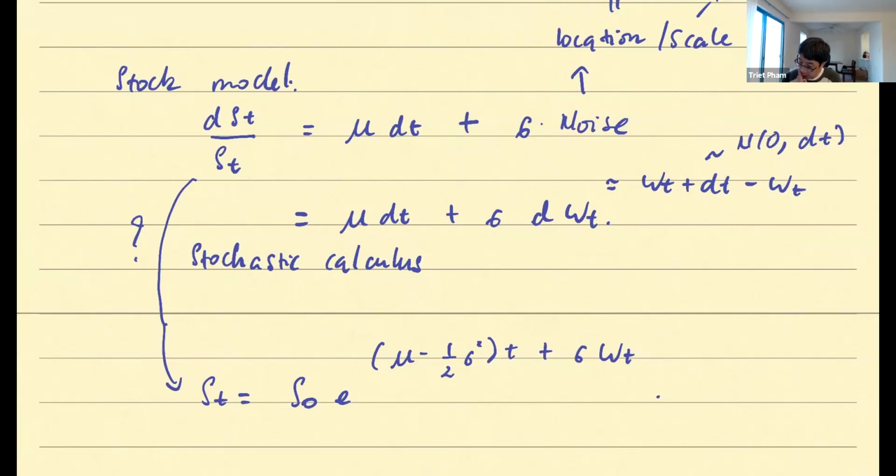All right. So let's continue with the idea of stochastic calculus. Any questions so far? All right.